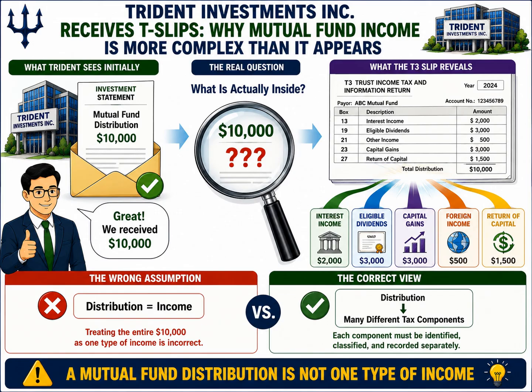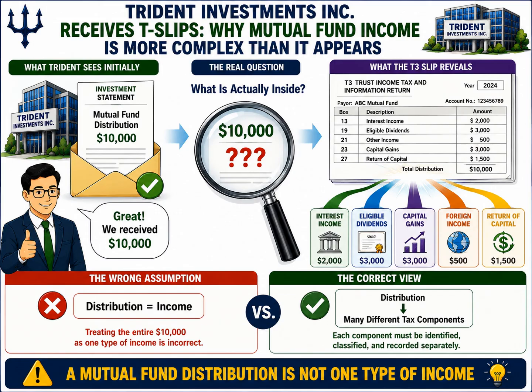Part of the distribution may be interest income. Another portion may be eligible dividends. Some may represent capital gains. There may be foreign income. And part of the distribution may even be return of capital. Although all of these amounts were received as part of a single mutual fund distribution, they do not receive the same accounting treatment, and they do not receive the same tax treatment.